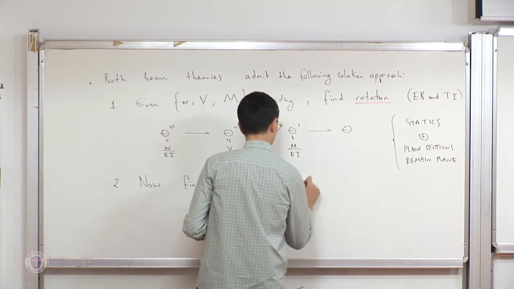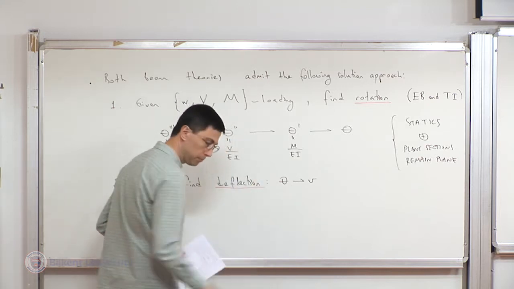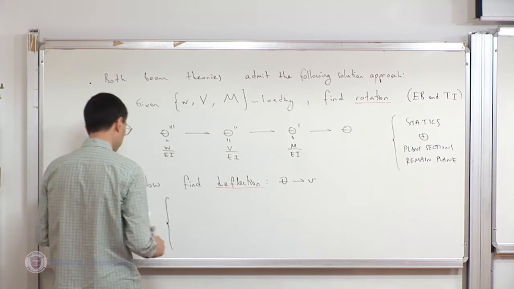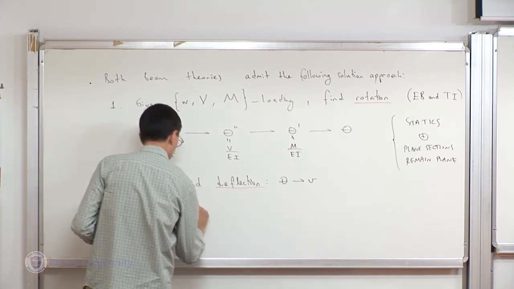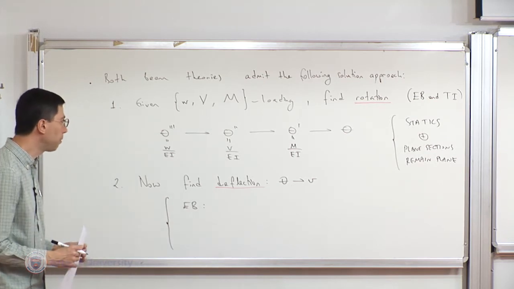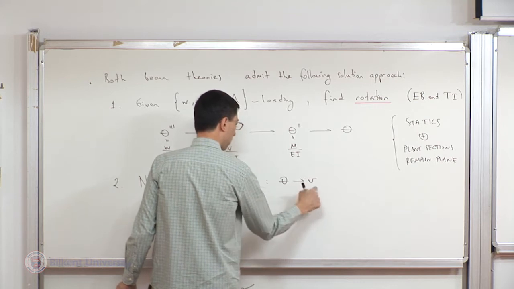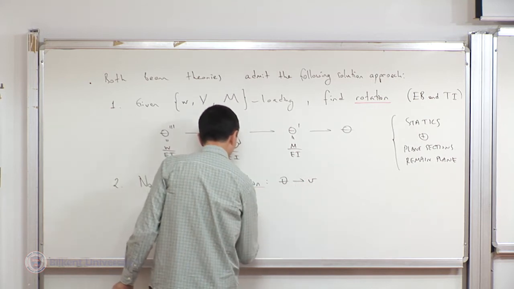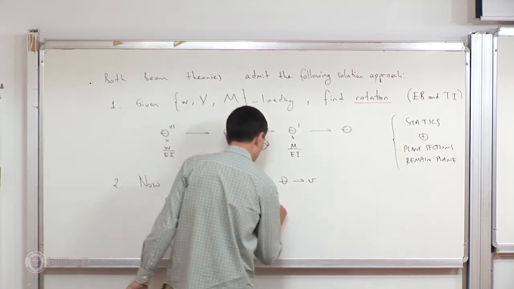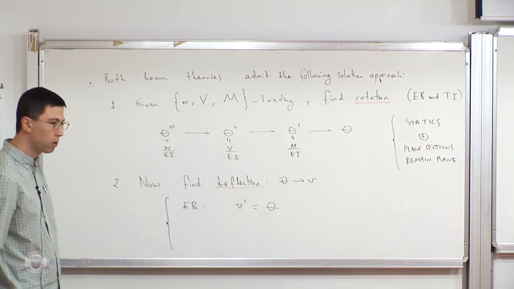So we want to go from theta towards V. So that's the deflection step. And when we talk about the Euler-Bernoulli beam theory, it proposes the following. Well, I want to go from theta to V. So if I have an expression for V prime equals actually theta, then I can integrate towards V, and I'm done.